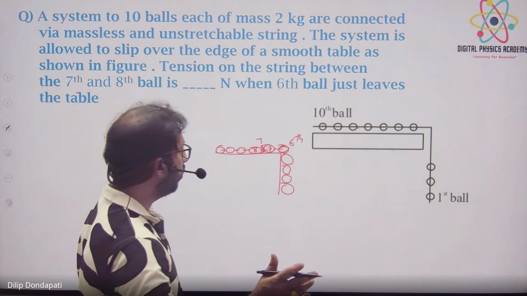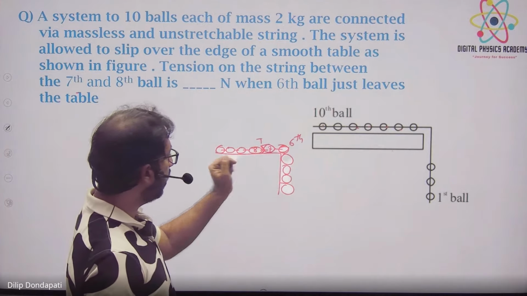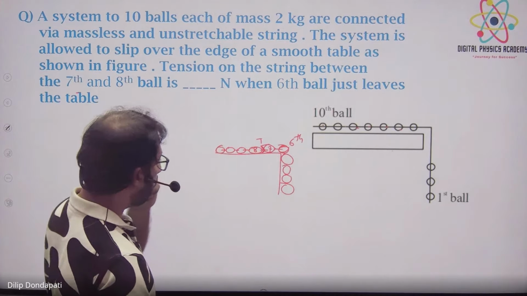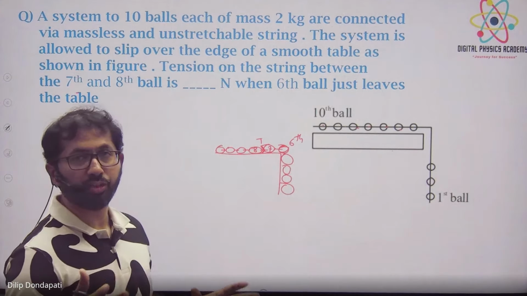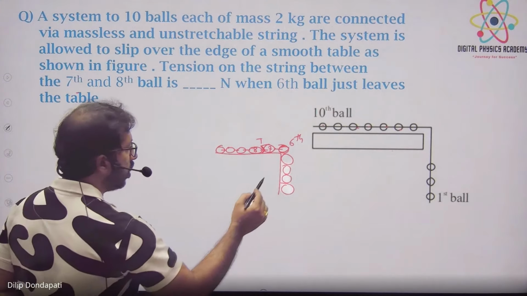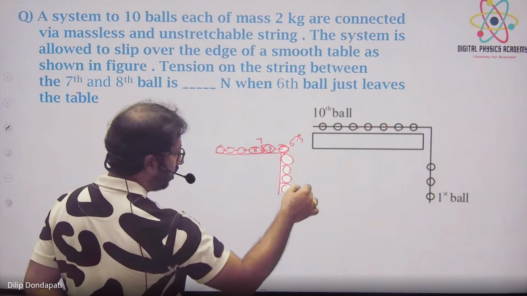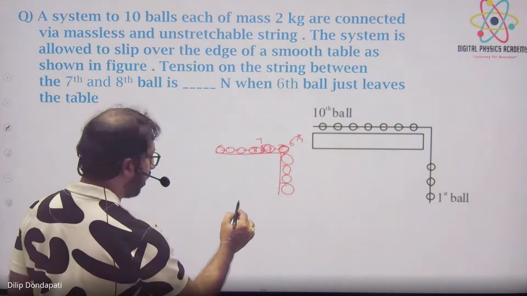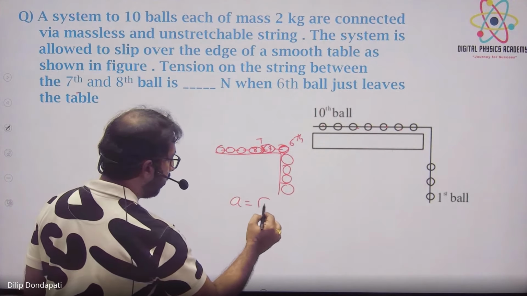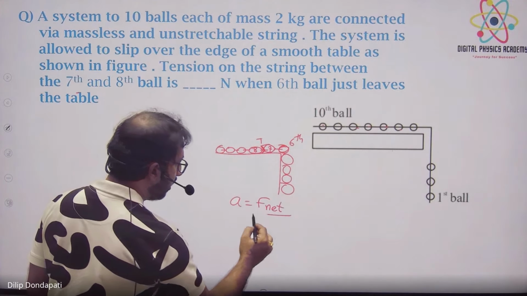Sir, but since the string is same, won't the tension be same throughout the string? टेंशन इज सेम बोले तो देखो इसके ऊपर जो टेंशन लग रहा है वो देखो मास इज तेरा, देखो इनडायरेक्टली इट इज लाइक एक्टिंग लाइक ए स्ट्रिंग ऑफ मासेस. देखो इसके ऊपर व्हाट इज द फोर्स एक्टिंग डाउनवर्ड्स? First try to find acceleration. Acceleration is net force by net mass.